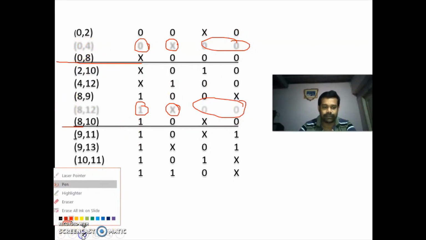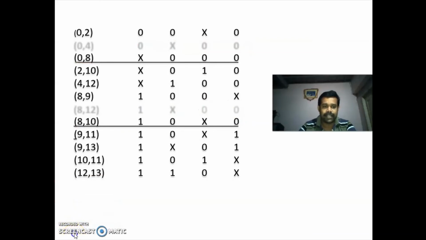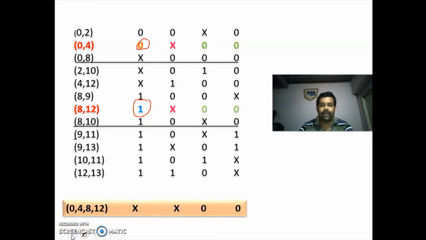In animation we will check. So we are comparing 0, 4 and 8, 12. So only the first bit is changing. So we'll be getting xx 0 0.